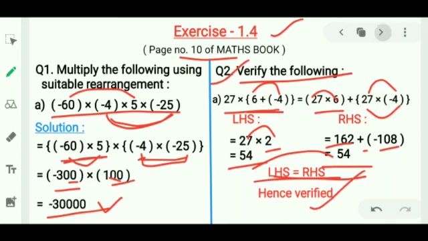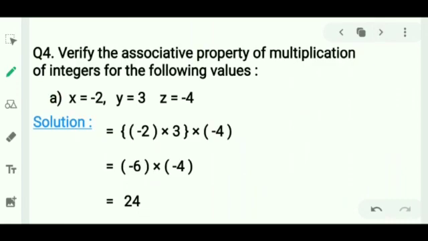Move to the next question. It is question number 4 of exercise 1.4. Verify the associative property of multiplication of integers for the following values. Now we have to verify the associative property, whether the answer changes or not on changing the grouping. So x is equal to -2, y is equal to 3, z is equal to -4.